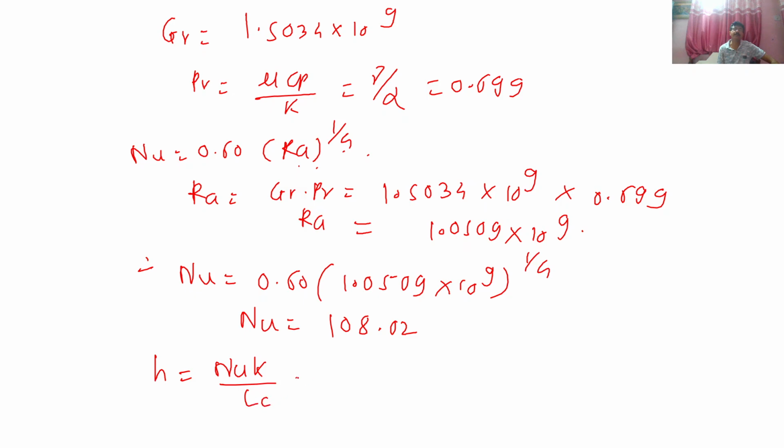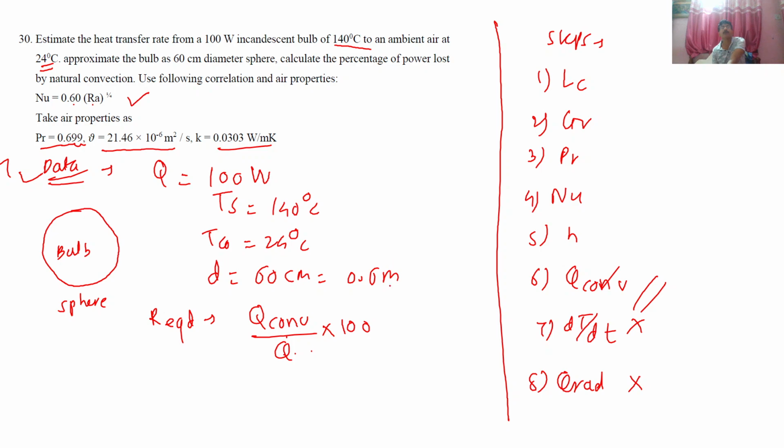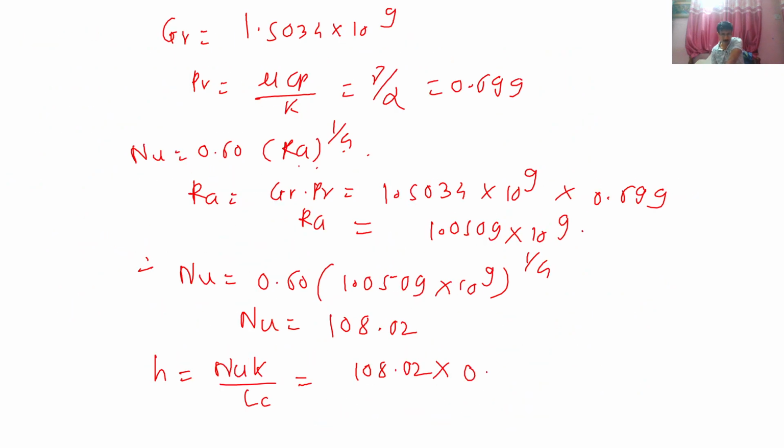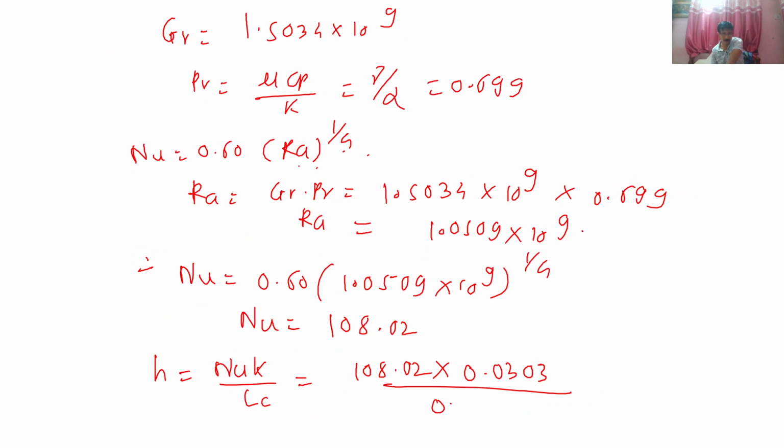Nu k by LC. What is Nu? 108.02. What is k? See the property. k is given as 0.0303. And what is LC? LC is 0.6 meter. So h comes around 5.4555 watt per meter square Kelvin. h हुआ. h के बाद what is the next step? Q. h के बाद क्या होता है? Q.